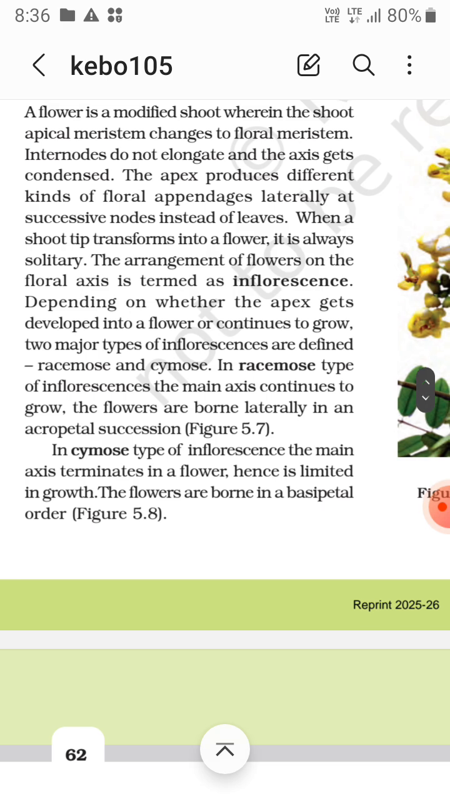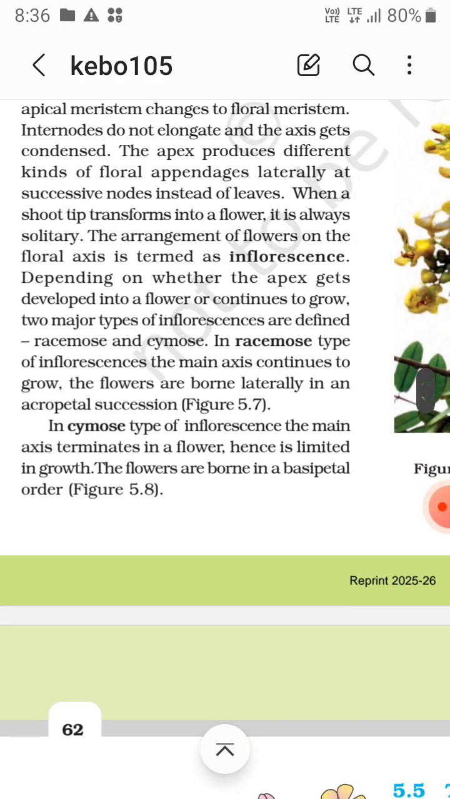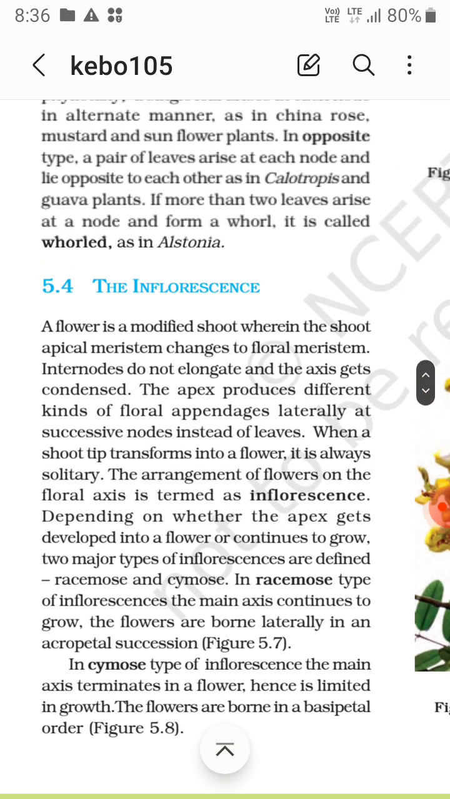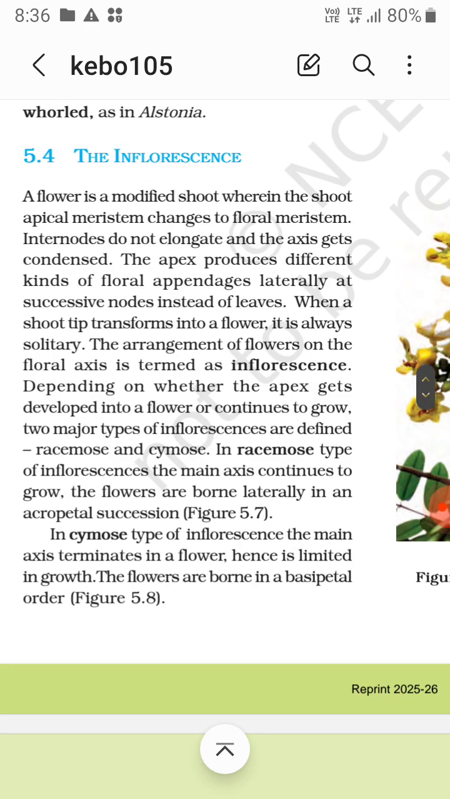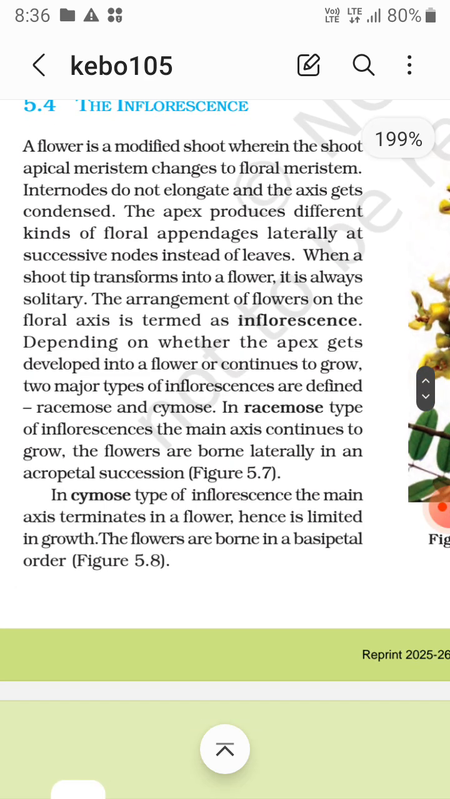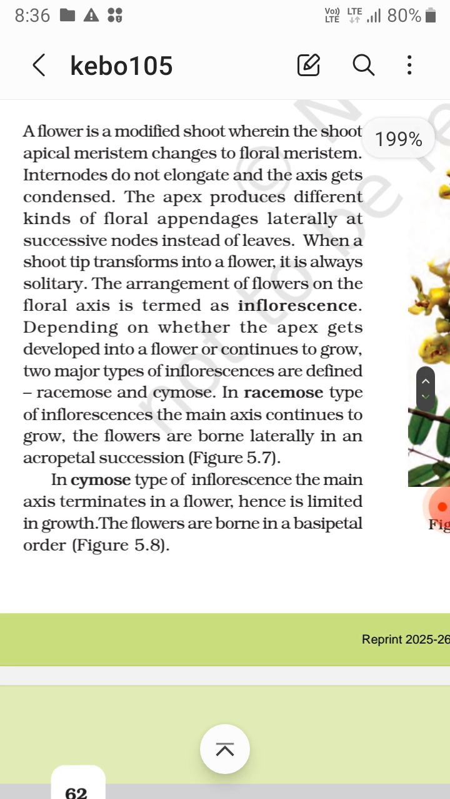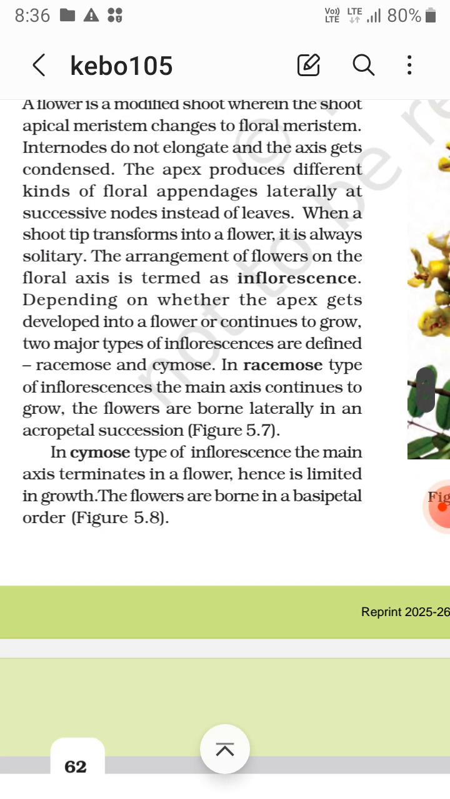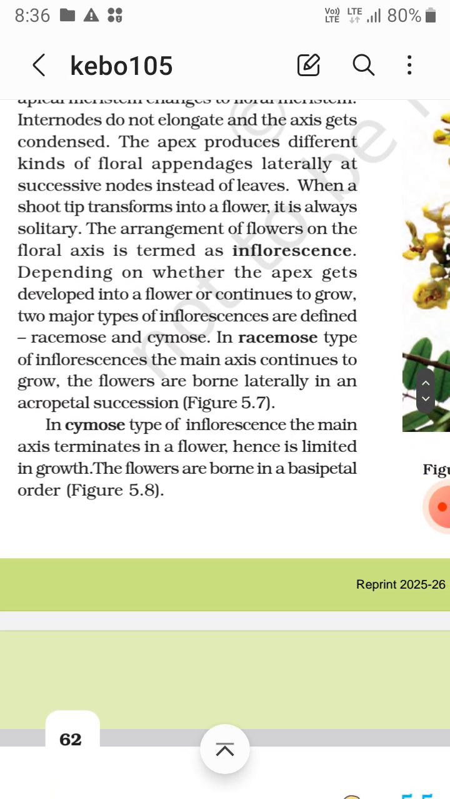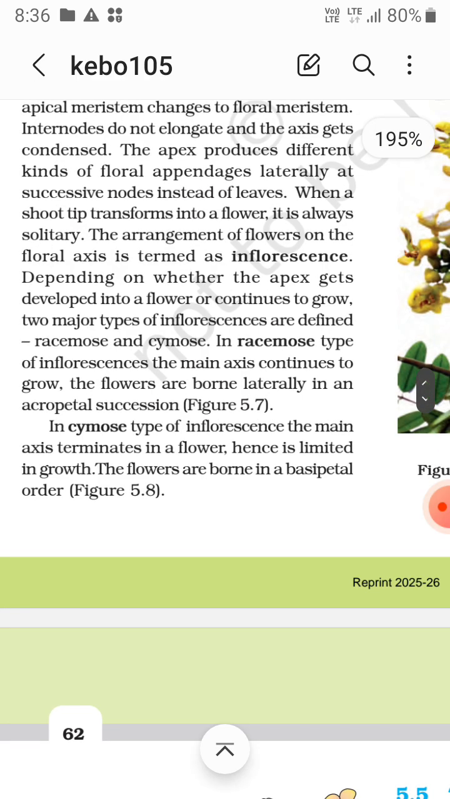When a shoot tip transforms into a flower, it is always solitary. The arrangement of flowers on the floral axis is termed as inflorescence, while the arrangement of leaves is the phyllotaxy. Depending on whether the apex gets developed into a flower or continues to grow, two major types of inflorescence are defined. One is the racemose and another is the cymose.